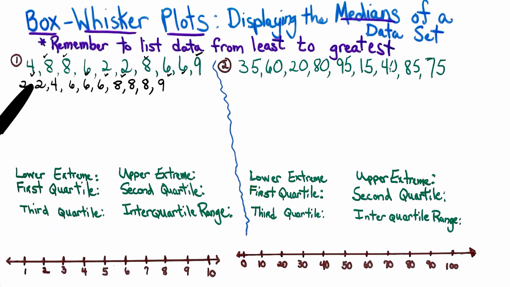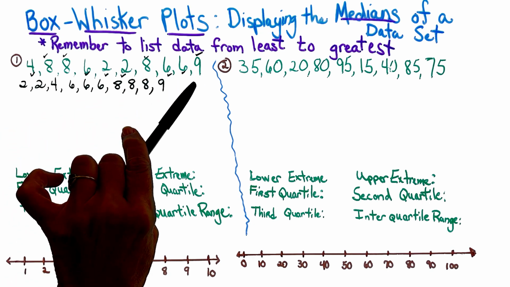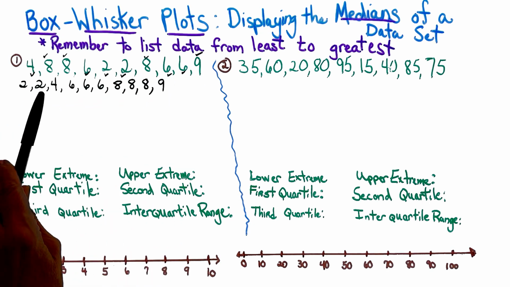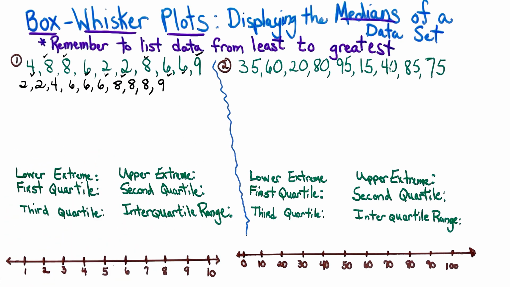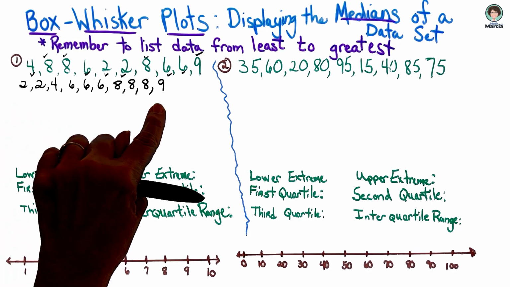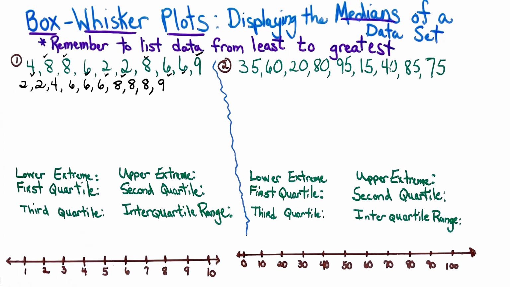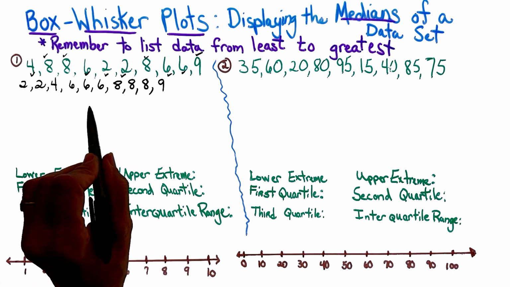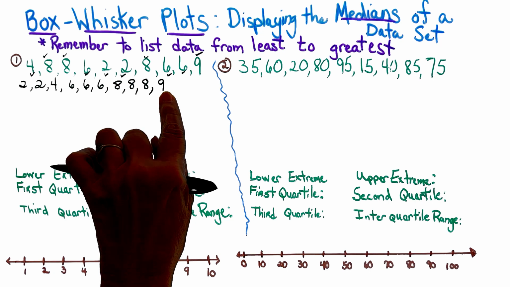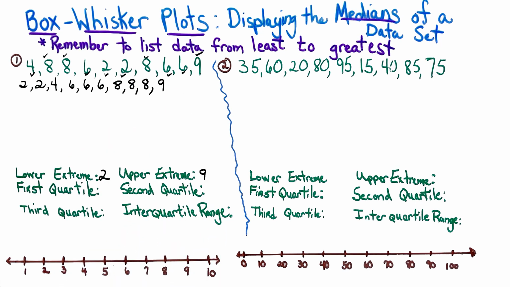So double check. We have 1, 2, 3, 4, 5, 6, 7, 8, 9, 10 numbers in our data set. All right. Well, just looking at the data from least to greatest, our lower extreme is our lowest number. So the lower extreme is a 2. The upper extreme is our highest number. The upper extreme here is a 9.